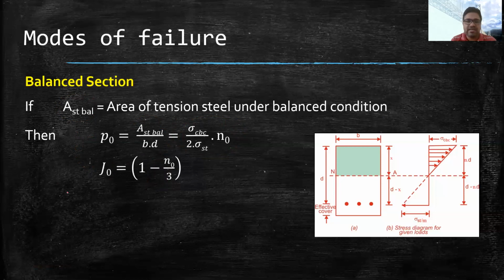Similarly, other factors: J was called the lever arm factor. Normally it is known as J, but in case of balanced section, we add this subscript naught. So in this case, J naught will be calculated as 1 minus n naught by 3. Again, we have seen how this relation evolved. All these relationships I have already explained in the previous lecture. If you are not clear with this, please refer to that lecture. So here I am writing these values directly. J naught is also equivalent to 1 minus n naught by 3.